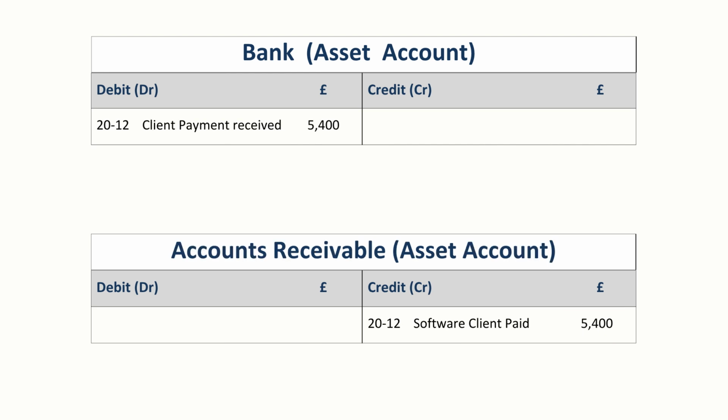Let's look at this transaction. Our client has paid £5,400 for an invoice we issued earlier for software we provided. The money is received into our bank account. Our bank account increases because cash came in. Assets increase on the debit side. Our accounts receivable decreases because the customer has now paid what they owed. Assets decrease on the credit side.